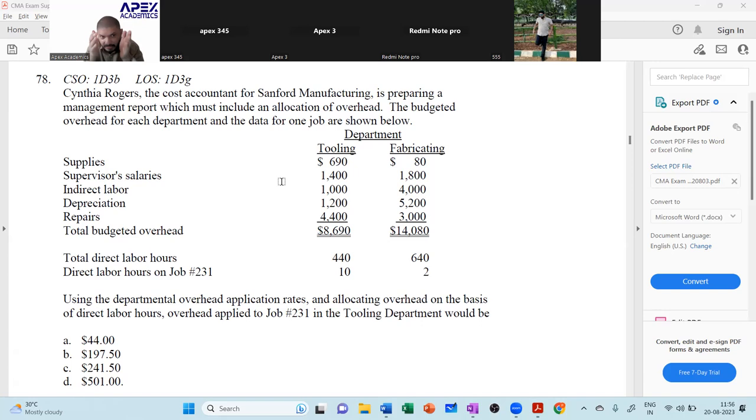Now, tooling department in itself has a total overheads of 8690. Fabricating department in itself has a total overheads of 14080. This is the total overhead of that particular department. But there is this one job activity. What is that job activity? It is job number 231. This job takes 440 direct labor hours. I beg your pardon, this department works for 440 labor hours.